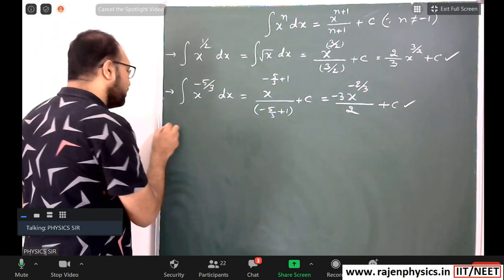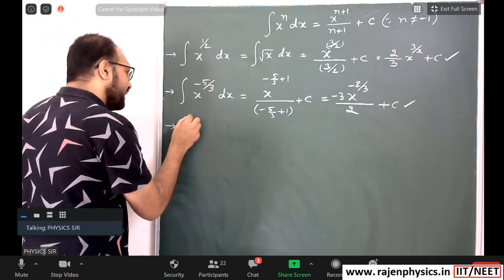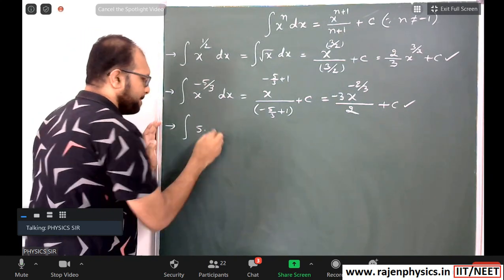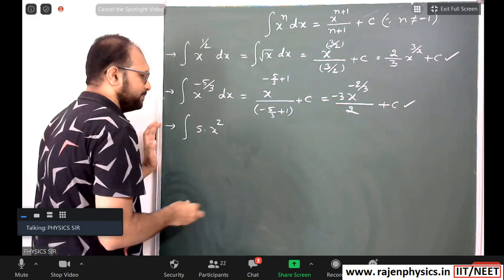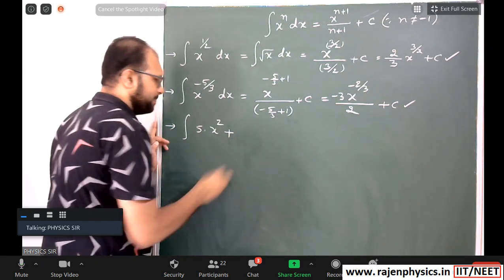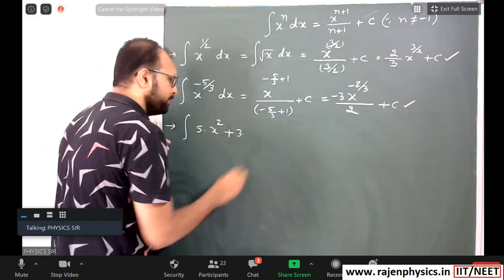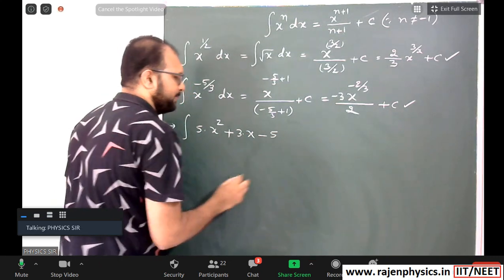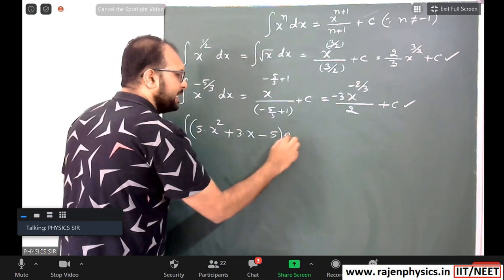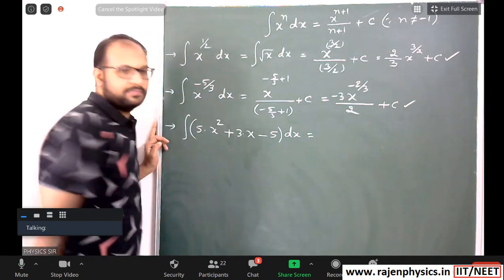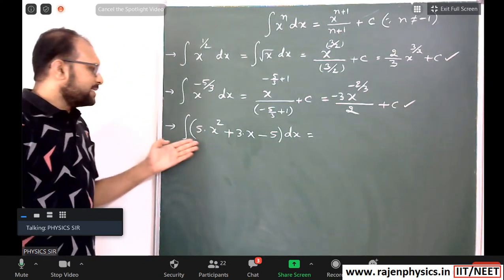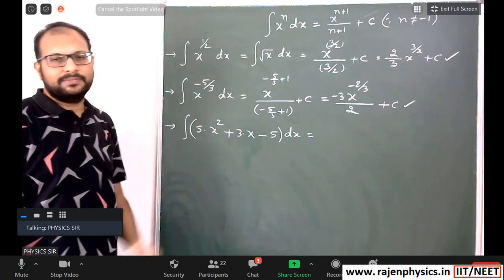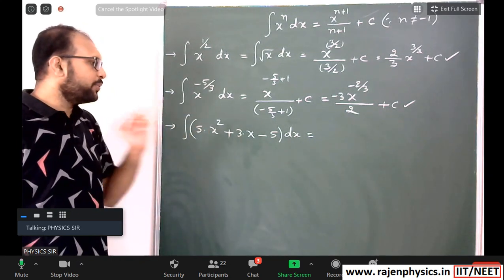Right, students, one more. Integral 5 into x square plus 3 into x minus 5 dx, given suppose. Yes, it is nothing but what now? Combination. This is basic function, it is combination. Very simple. This how you write?